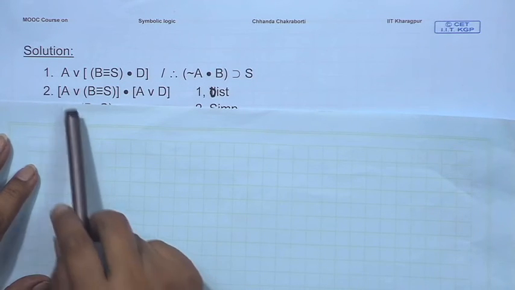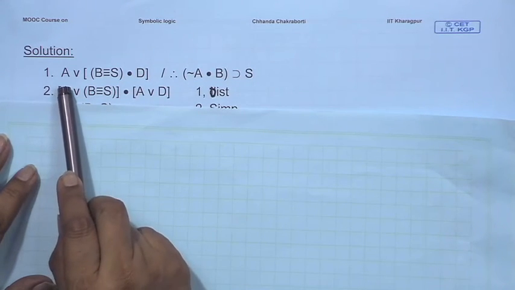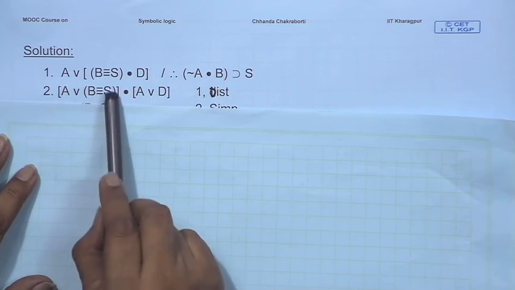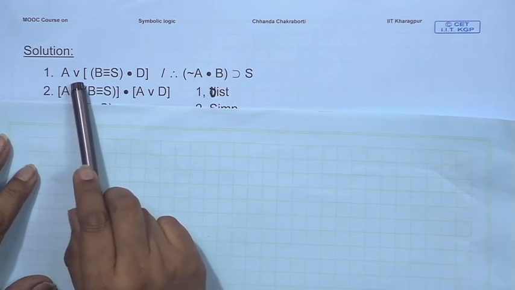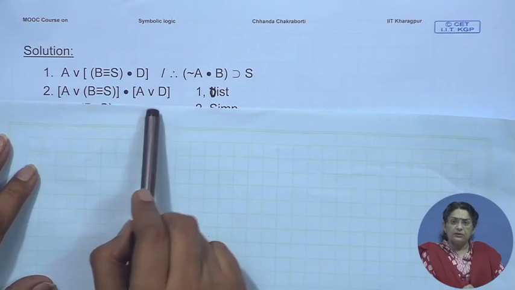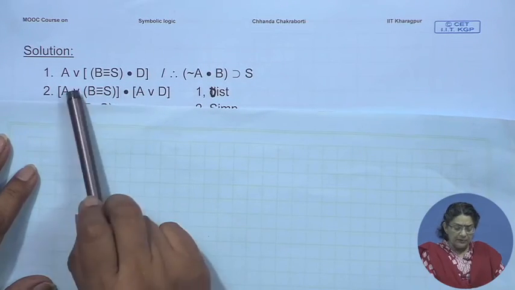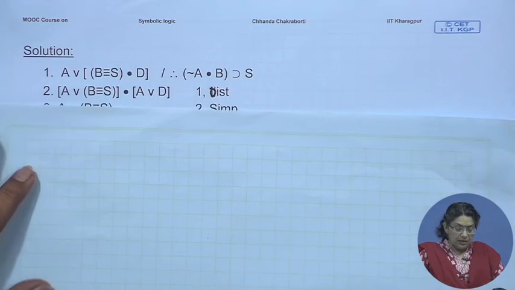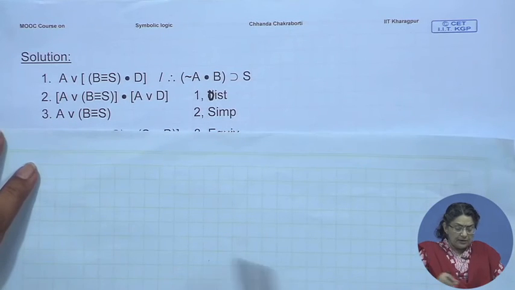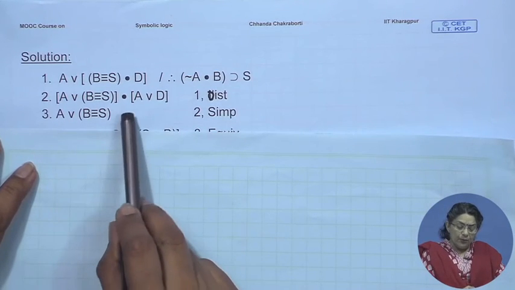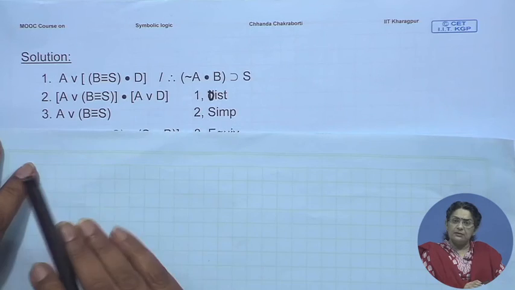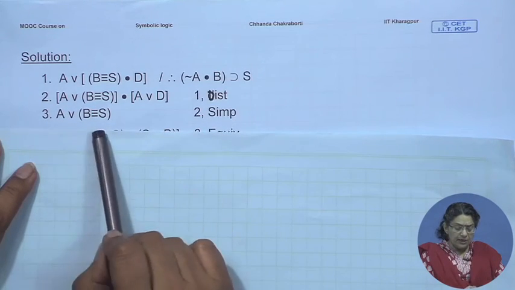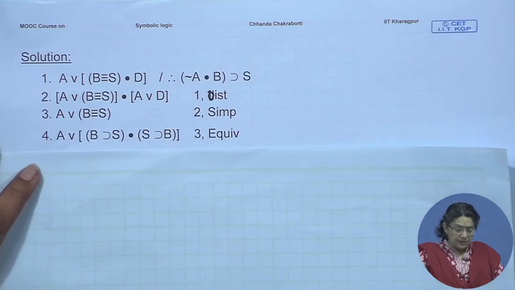How? The answer is that the A has been distributed. So, A wedge B triple bar S is one, and then A wedge D is the other conjunct. What was inside became the outside connective. So, one distribution. Then comes this, where A wedge D has been chopped out. What you derived by the simplification rule is A wedge B triple bar S.